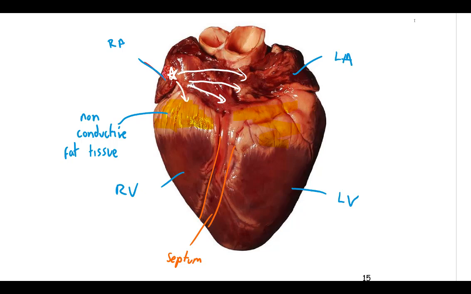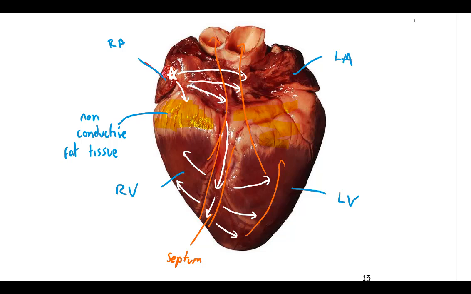The only way the impulse can travel from the top of the heart to the bottom is via the bundle of His, which is found in the septum. And when it reaches there, it then gets transferred along the Purkinje fibers to the walls of the ventricles, and the ventricles contract, and they're going to contract from the bottom up and force blood upwards and outwards into the arteries.